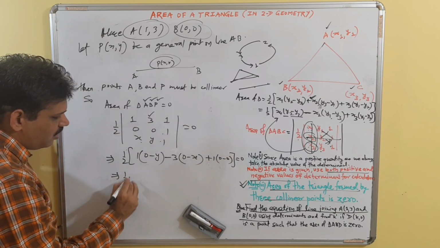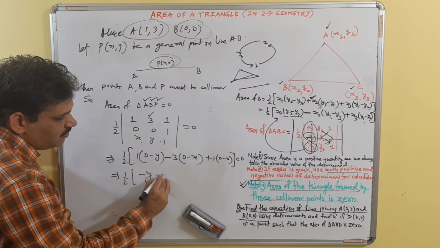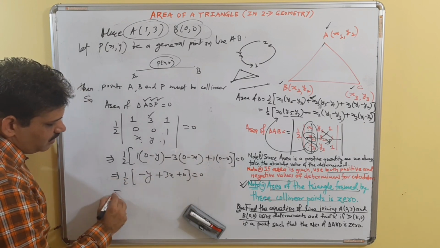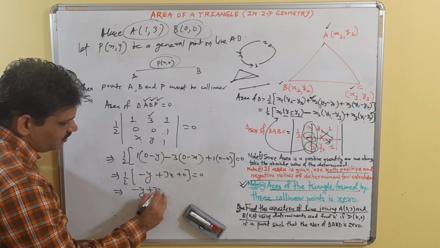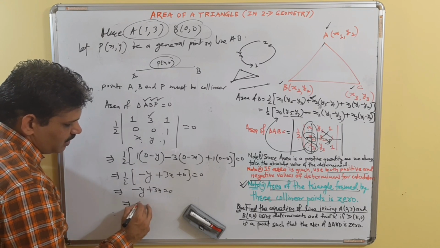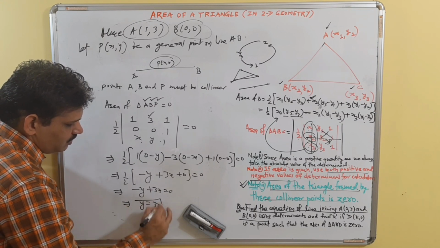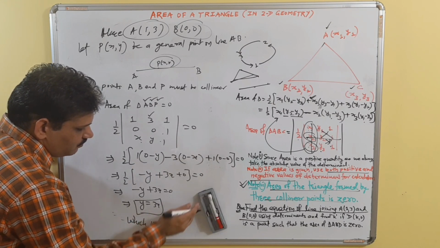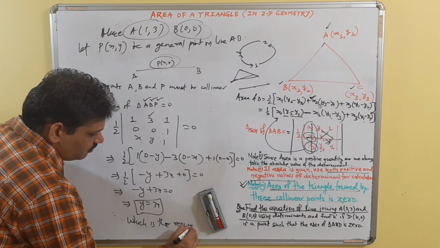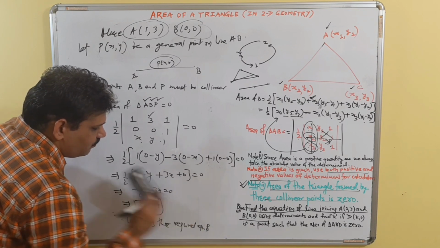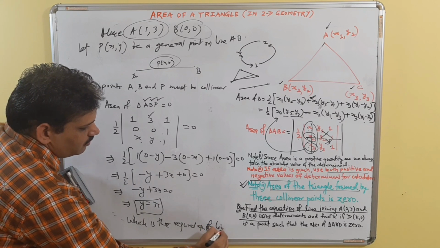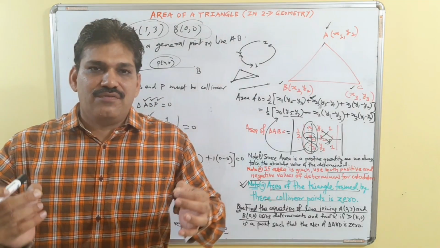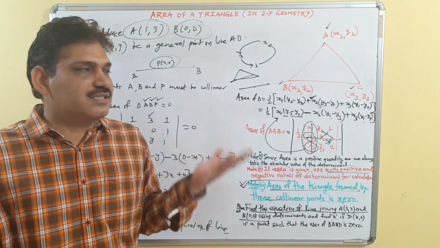So this gives us half of minus y plus 3x plus 0 is equal to 0. Multiplying both the sides by 2, we get minus y plus 3x is equal to 0. That is, y is equal to 3x, which is the required equation of line.